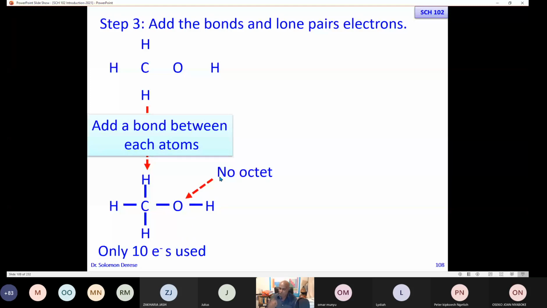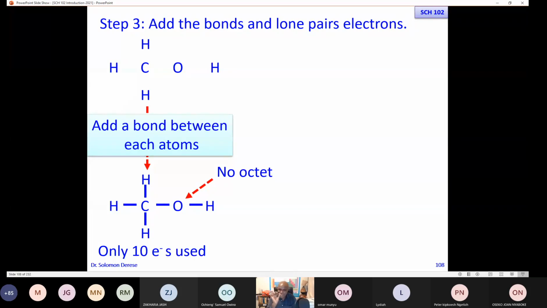Now these additional 4 electrons, we'll use them as lone pairs. So we have 4 electrons. We put these 4 electrons as 2 pairs, as 2 lone pairs of electrons on the oxygen. These electrons are not going to be involved in bonding.